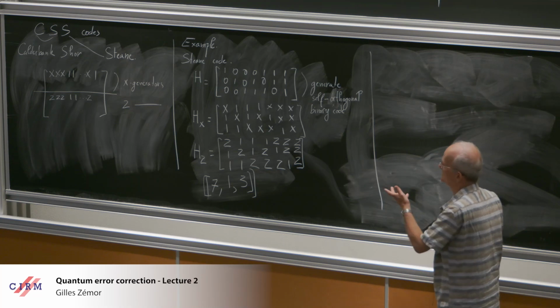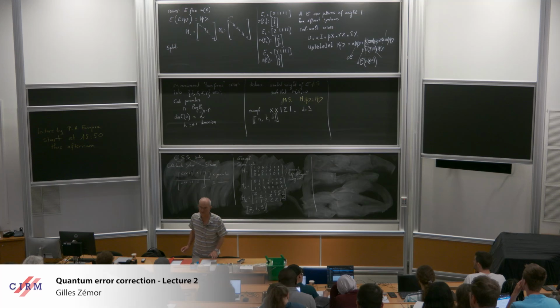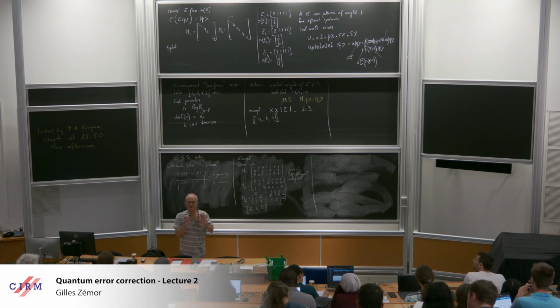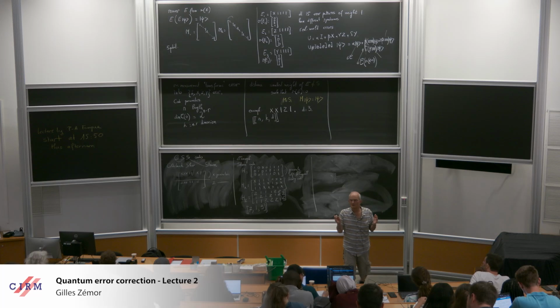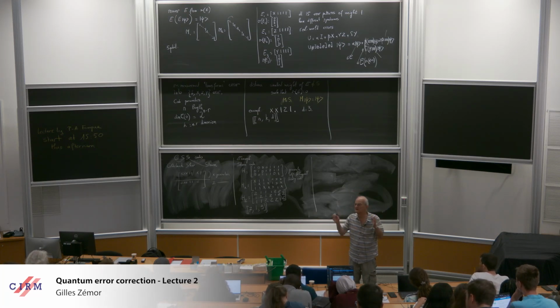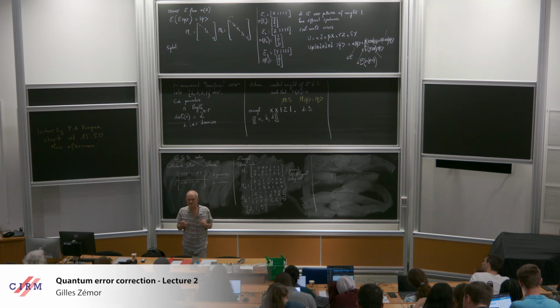This code can also correct single errors, any error of weight 1, like the 5-qubit code. So the 5-qubit code is the smallest stabilizer code that can correct 1 error. You need at least 5 qubits to correct 1 error. The Steane code is the smallest CSS code that can correct 1 error. It needs 7 qubits.